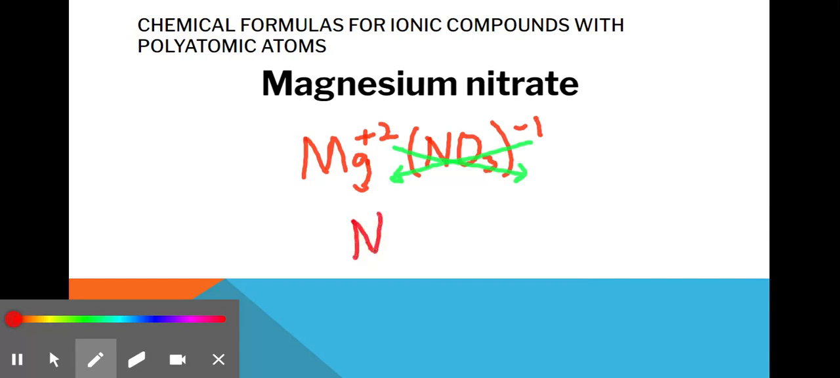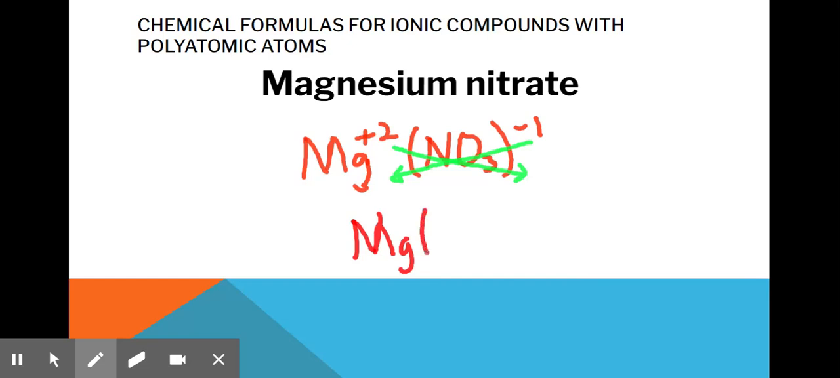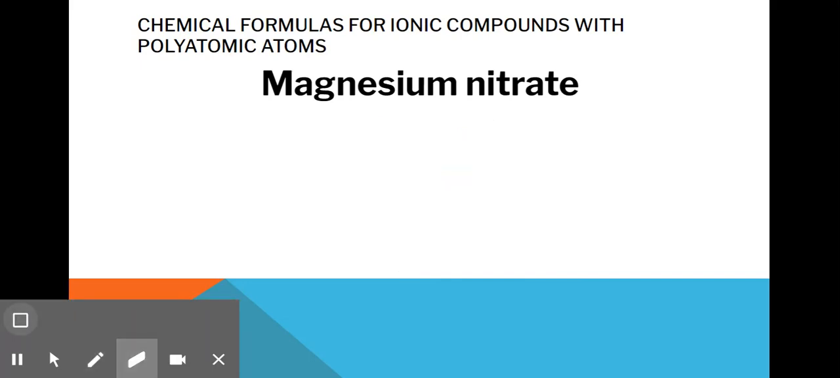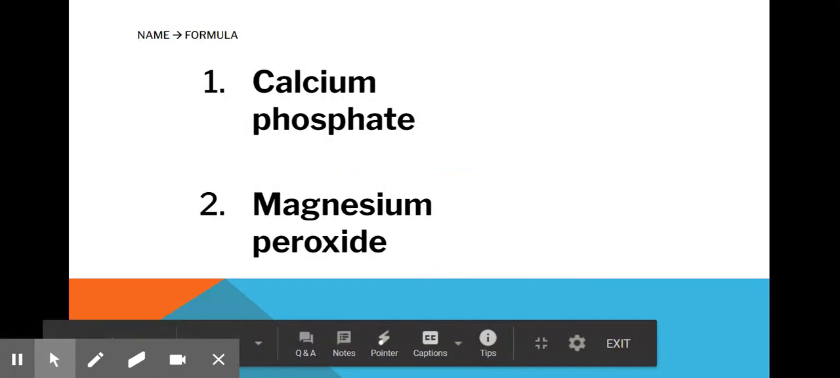You're going to get Mg with an invisible 1 next to it. But now, outside of the parentheses, we're going to have a 2, which means we got to keep the parentheses. NO3, and then outside the parentheses, 2. When I'm saying these chemical formulas, the way I typically say it is MgNO32. And that means that the NO3 is in parentheses, the 2 is outside of parentheses. Go ahead and try these two on your own.